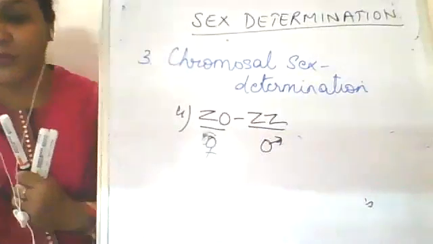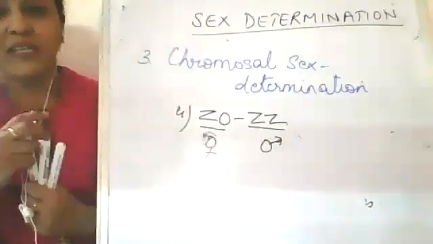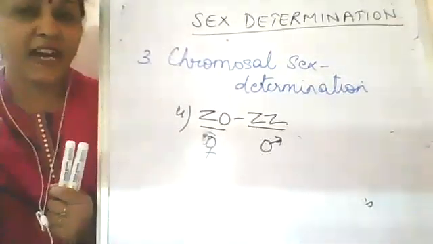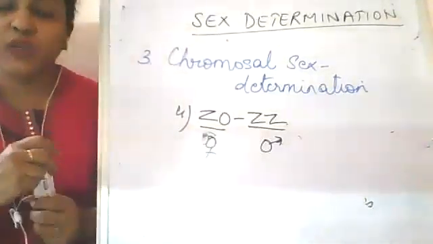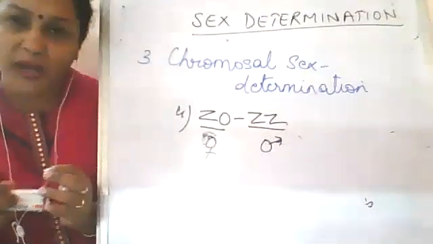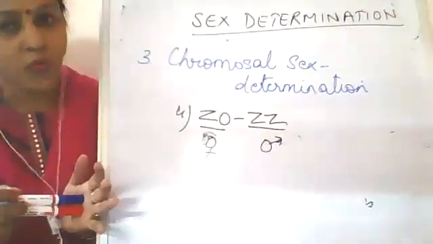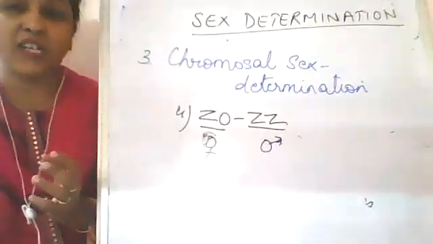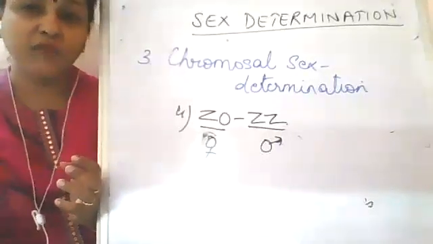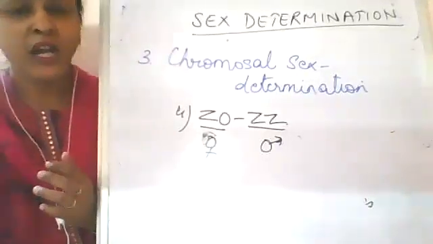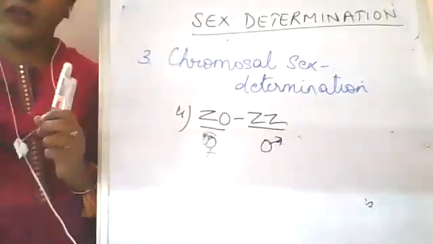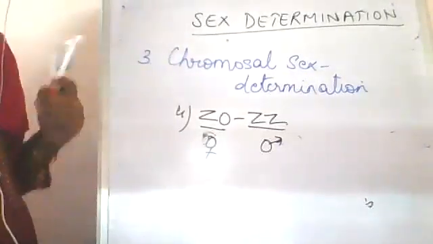Okay, write down the example. The examples are some butterflies and moths. Some butterflies and moths show Z0, ZZ type of inheritance, in which the females are heterogametic and the males are homogametic. The question can also come this way: give examples of sex determination in which the females are homogametic and males are heterogametic, or vice versa. Okay? So you have to read the question very carefully.